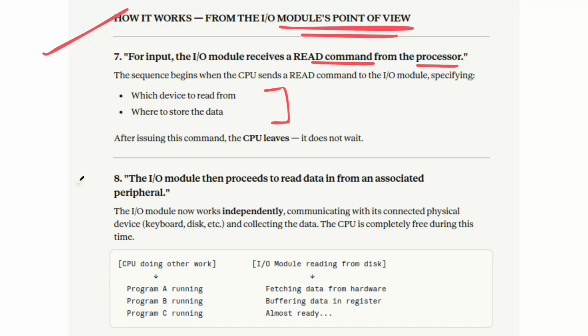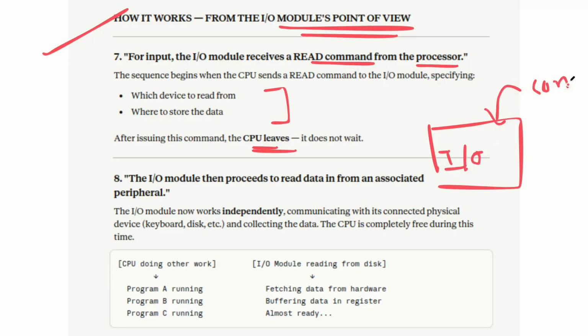Now the next thing in interrupt driven IO is that the IO module has that command. After the CPU gives that command, it does not wait there. It goes and does some other things. The read command that the CPU gave is now in the IO module, and the CPU leaves and does some other work.